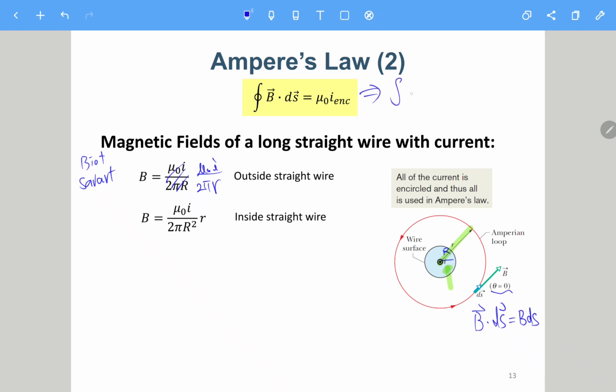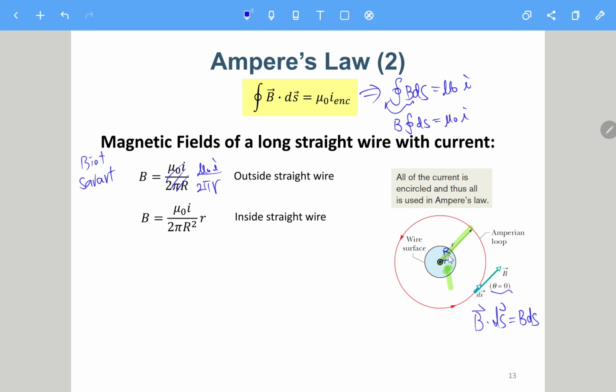So it becomes the integral of B ds equals mu 0 I enclosed, which in this case is I. B will be uniform, because for the circle, the distance from the circle to the center point is the same, just like how we used Gauss's law. Since B is uniform, we can put it outside. It turns out to be B times the integral of ds equals mu 0 I.